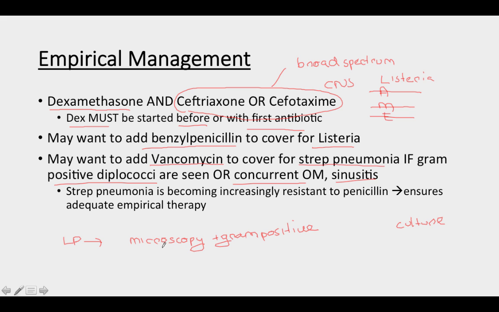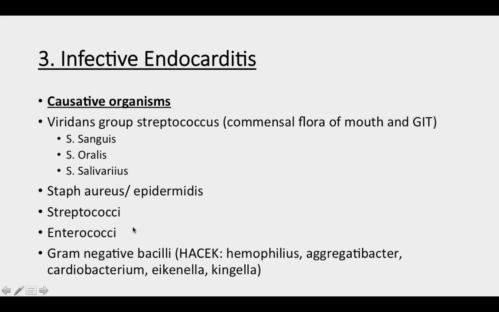If in that microscopy you see gram-positive diplococci, which are suggestive of strep pneumonia, that is when you give vancomycin. And why you give vancomycin rather than keeping them on ceftriaxone or giving them a more targeted benzyl penicillin is that strep pneumonia in these cases is becoming increasingly resistant to penicillin. So this change to vancomycin ensures adequate empirical therapy in an infection we're particularly worried about. I hope that makes sense. And again, we'll move on to the next infection.